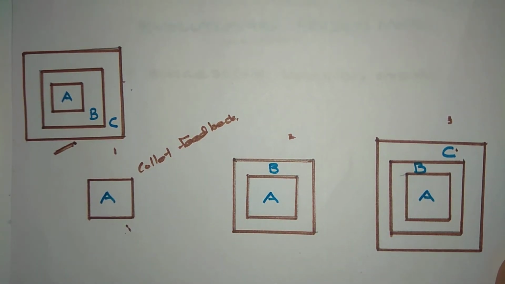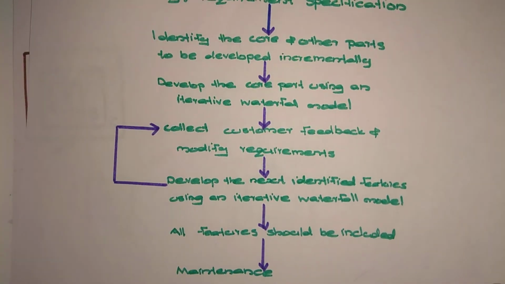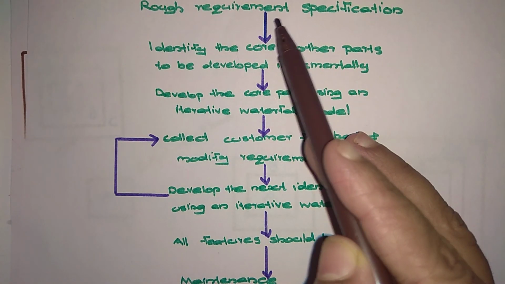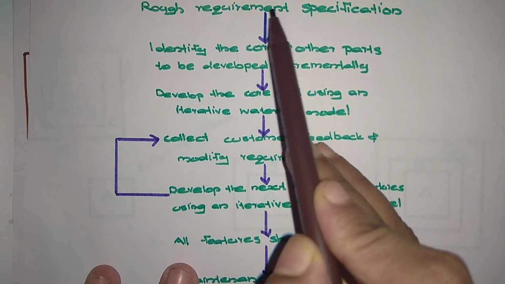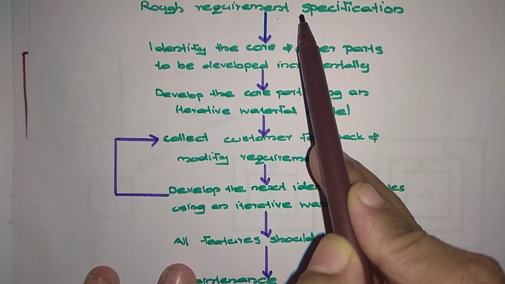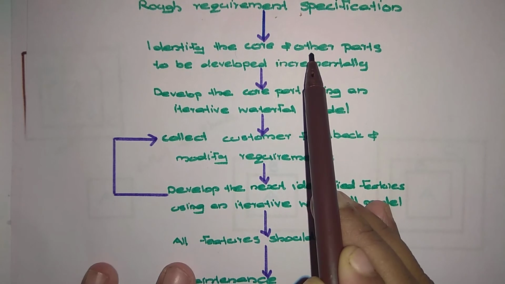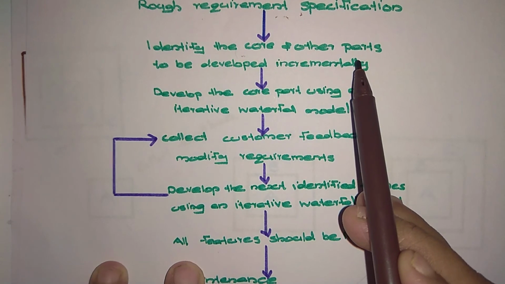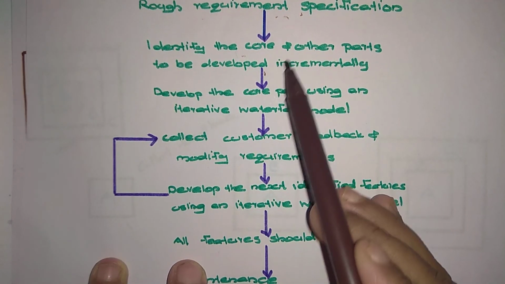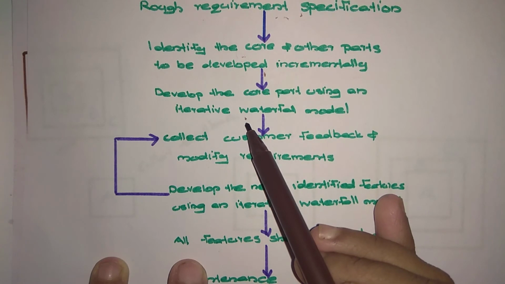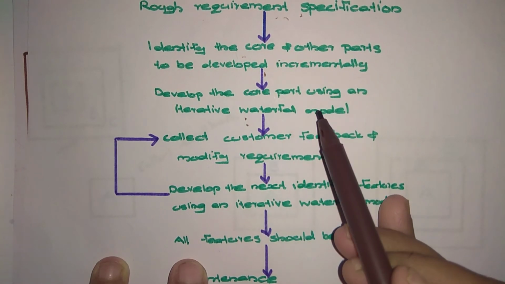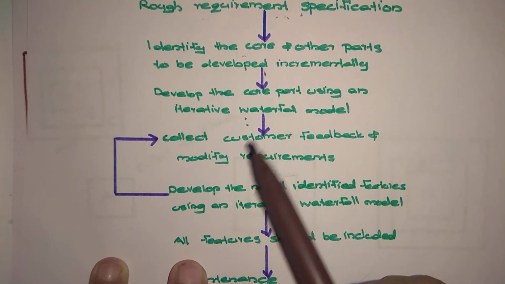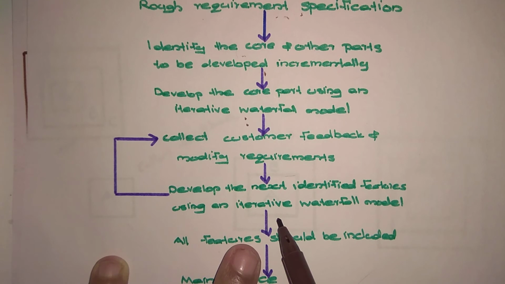We can explain this model with this diagram also. First, rough requirement specification; that is, rough requirements are identified. After the requirement specification, identify the core and other parts to be developed, and after that develop the core part. Then after developing the core part, collect the customer feedback. After getting the feedback, develop the next stage, the next module.